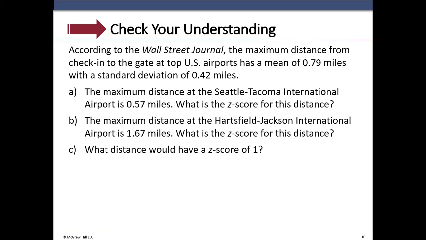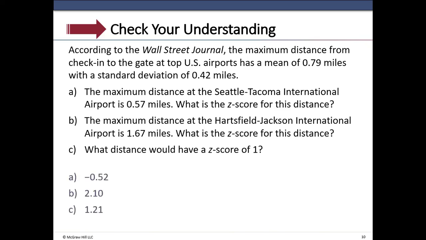For Seattle-Tacoma, we do 0.57, which is the x value. From that, we subtract the mean, which is 0.79. We get a negative number, and then we divide it by the standard deviation of 0.42. So the z-score for Seattle-Tacoma with an x value of 0.57 is negative 0.52. What does it mean? The Seattle-Tacoma distance of 0.57 miles is located 0.52 standard deviations below the mean because it is negative.